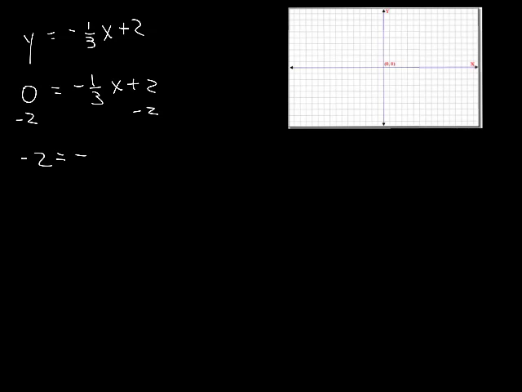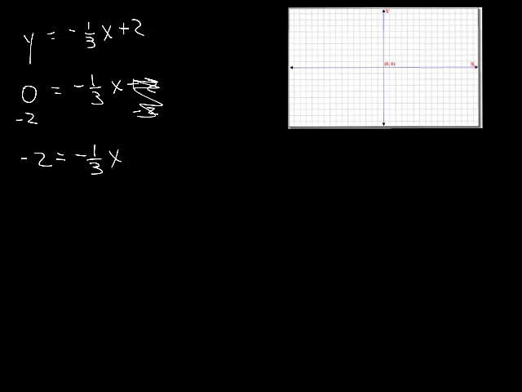The last example in this 9.4 section is, again, finding the intercepts. I have y equals negative 1/3 x plus 2. If we want to find the x-intercept first, we set y equal to 0. So 0 equals negative 1/3 x plus 2. We subtract 2 from both sides. Negative 2 equals negative 1/3 x, because that goes away.